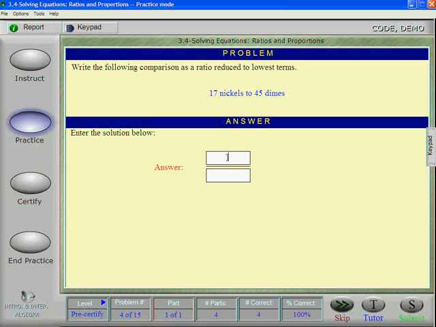ratio. So I type in 17 and I type in 90, and then the last step would be, because they want it reduced to lowest terms, do 17 and 90 have any greatest common factor that I could use to reduce them by? 17 is prime, and 17 itself does not divide into 90. So there's no factor other than 1 that divides in, and that's our answer.